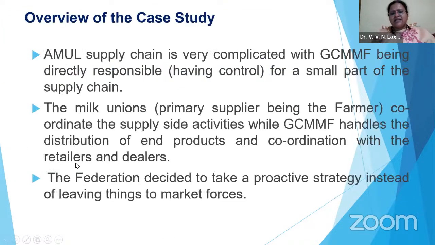Now, let me quickly browse through the overview of the case. That is what Amul is and what Amul, GCMMF, has done for the upliftment of the farmers and also to be competitive and financially viable in a very stringent competitive market, because MNCs are there. Now, at first, these people decided that they have to be proactive and not wait for the market to react. So the milk unions, that is primarily the supplier, the farmer, take care of the supply side activities, while the federation handles the distribution end activities.